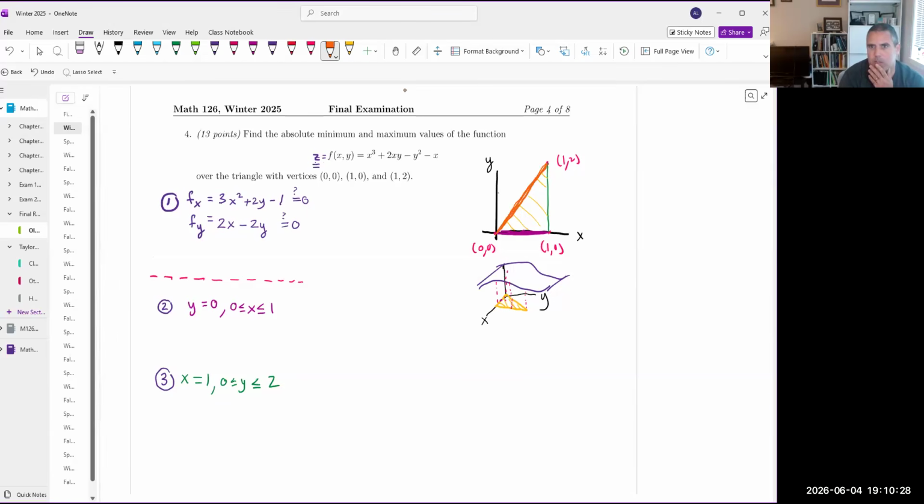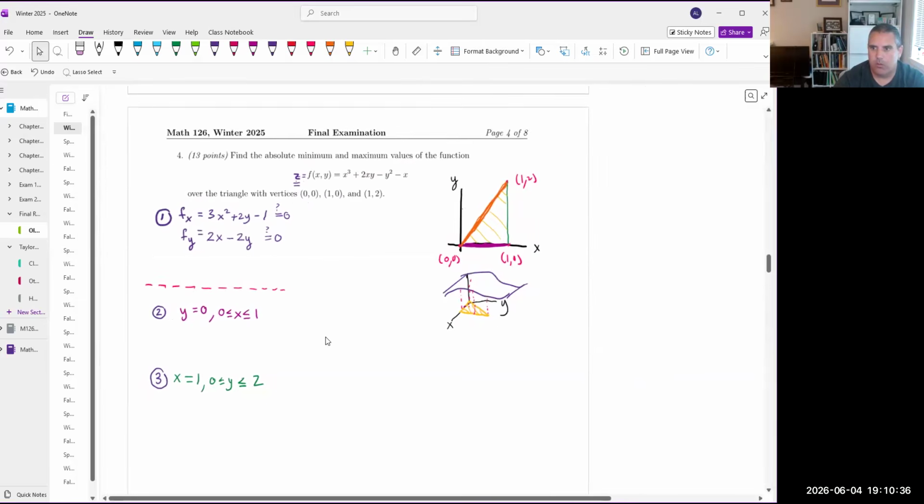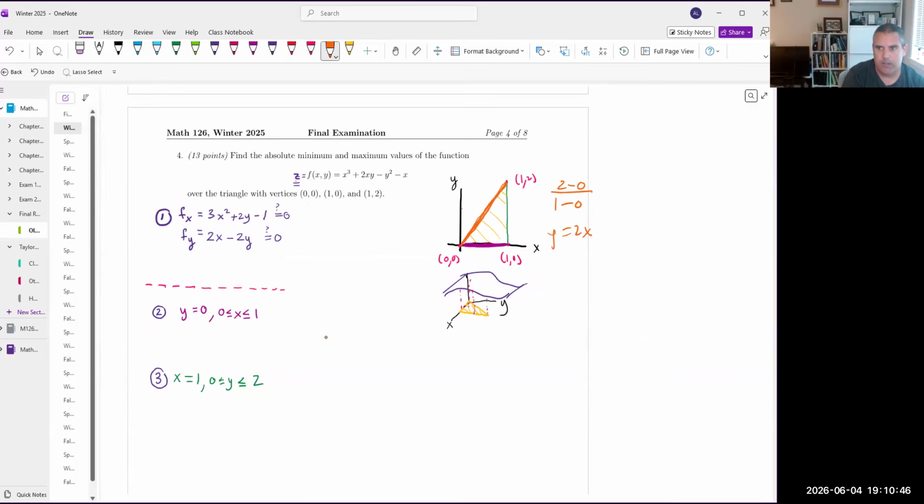So what's an equation for that side? Yeah, you can find the slope. I think the slope is 2: 2 minus 0 over 1 minus 0. So it's y equals 2x. Yeah, so number 4 is y equals 2x. Now we have set the table.